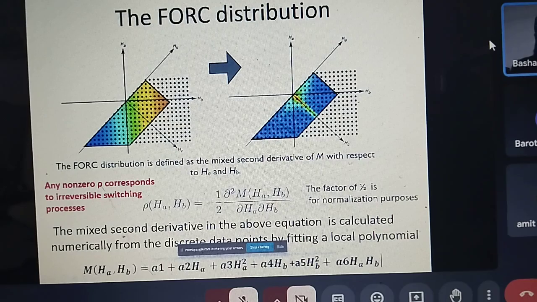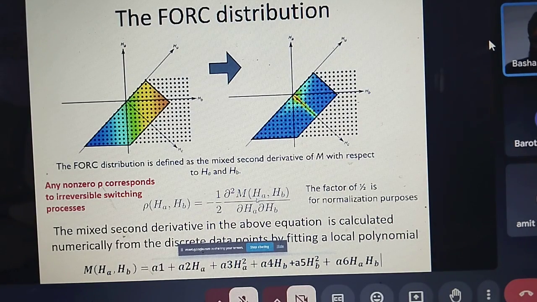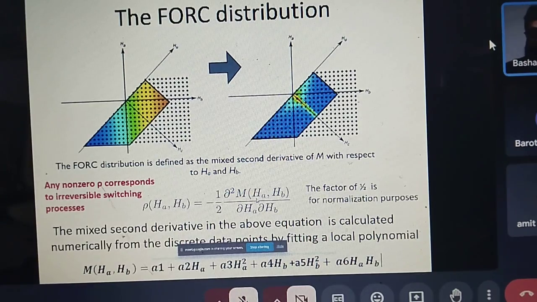Now, to do this derivative normally, in order to do this partial differentiation of magnetization, we know the magnetization, what we get is basically data.